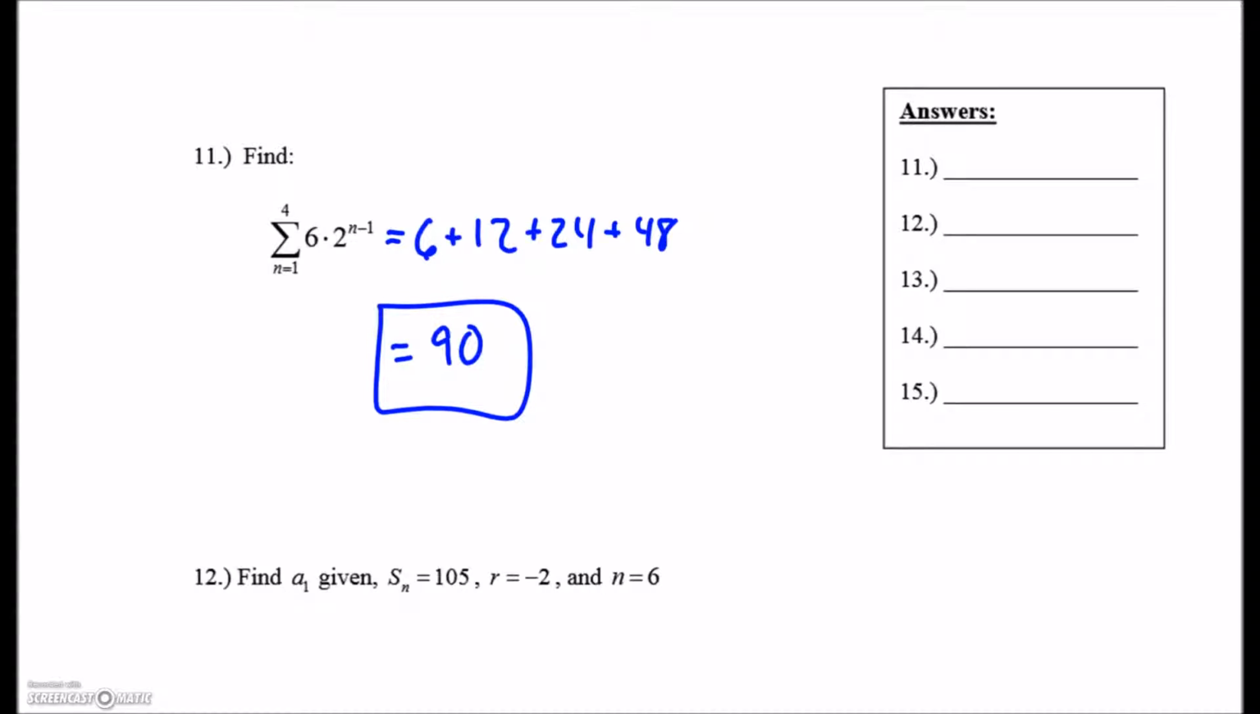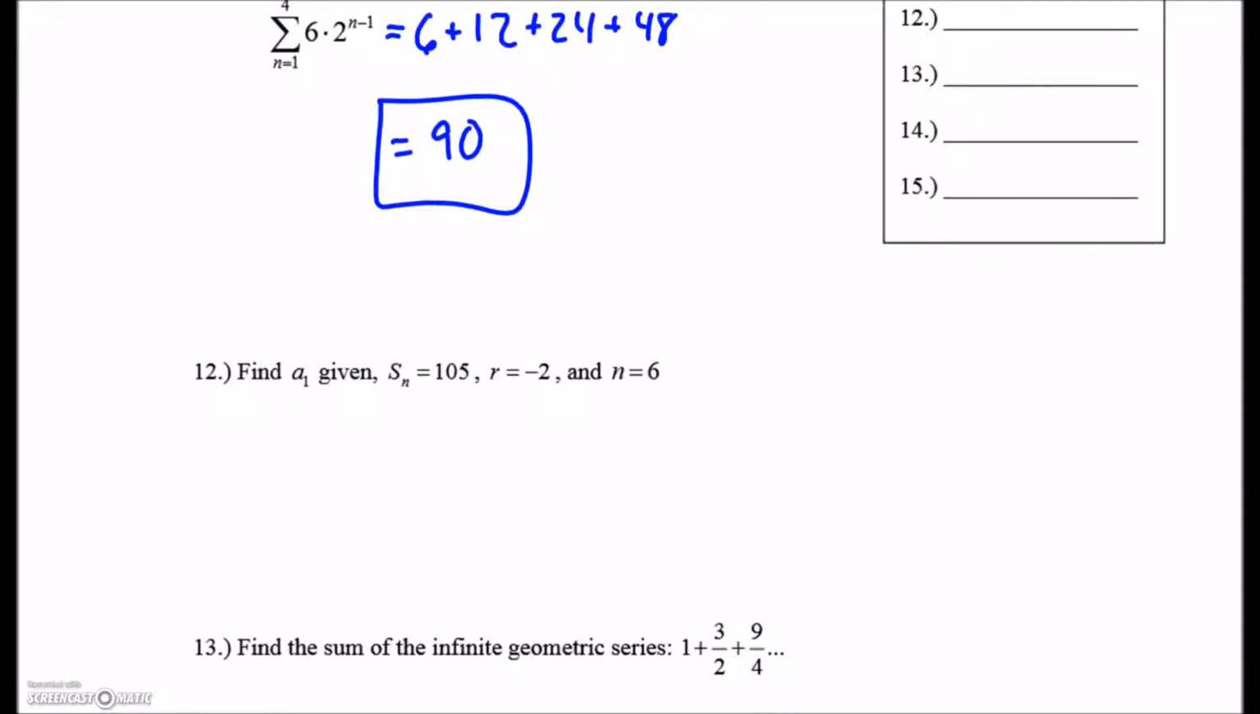Okay? This next one asks me to find a sub 1 given s sub n equals 105, r equals -2, and n equals 6. And the giveaway as to which formula I should use here is given in 2 parts. The first part is the fact that this says s sub n, so I know that I have to use one of my summation formulas. And then the fact that I'm given an r value means it has to be the geometric formula, which means the formula I have to use is s sub n equals a sub 1 times 1 minus r raised to the n all over 1 minus r.